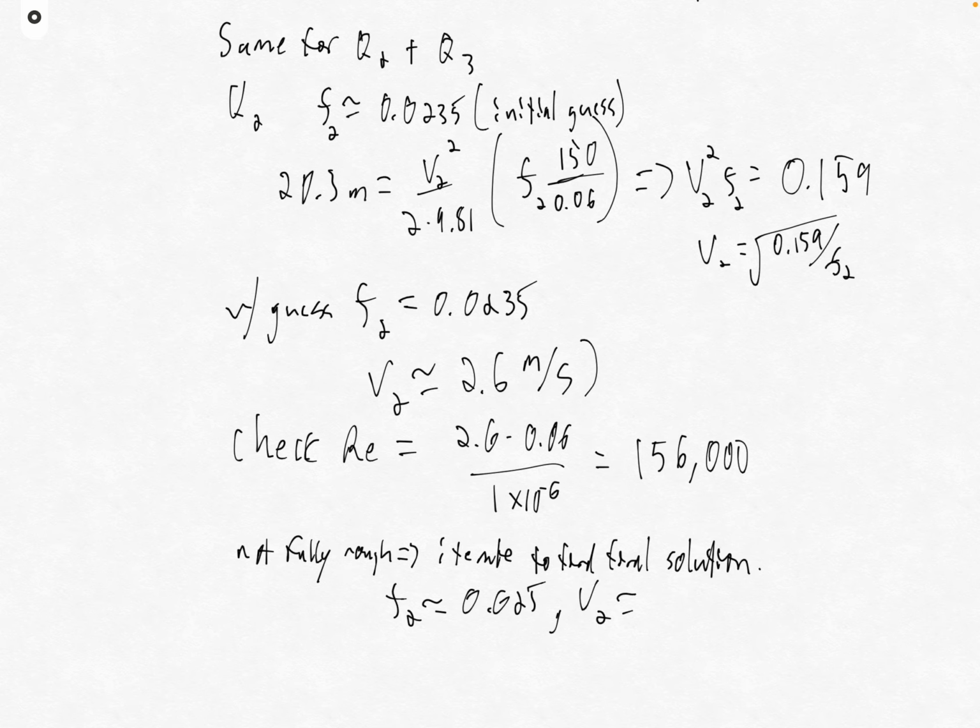So V2 in our next loop here is going to be the square root of 0.159 divided by 0.025. And now we're going to get 2.52 meters per second. Therefore, the Reynolds number is going to end up as 2.52 times 0.06 divided by 1e to the minus 6, 151,200. And now at that point, this is pretty much converged.